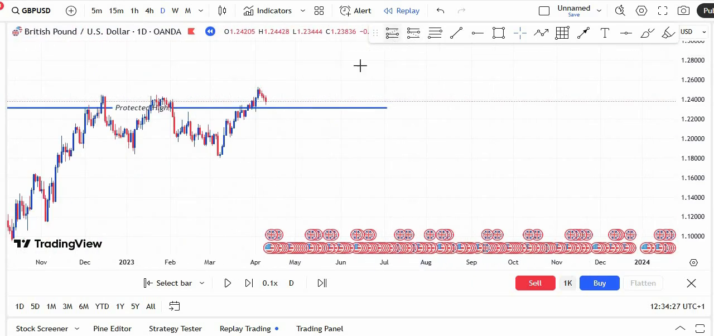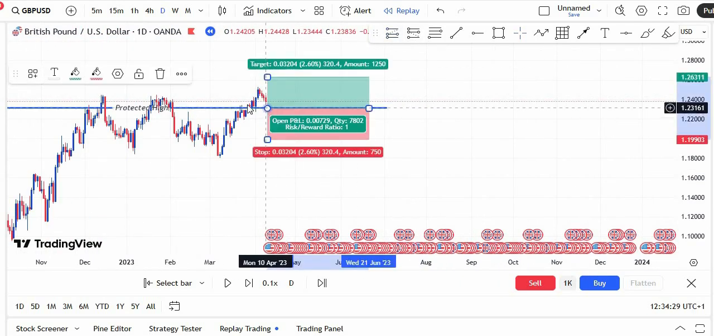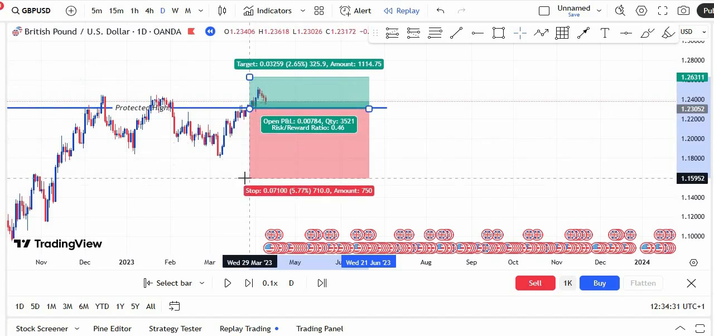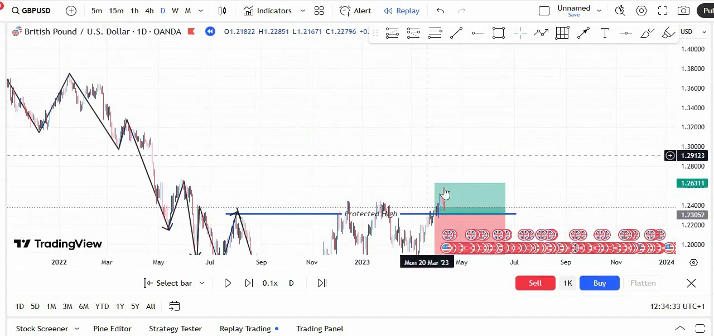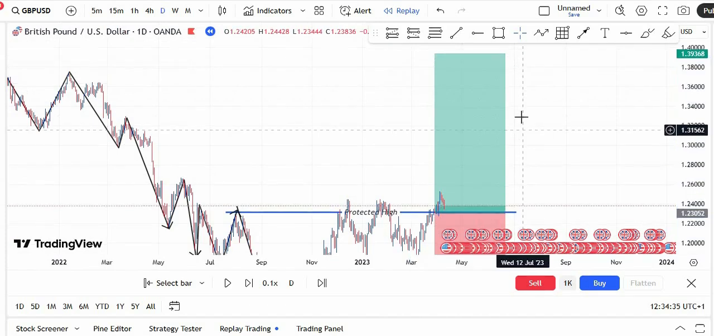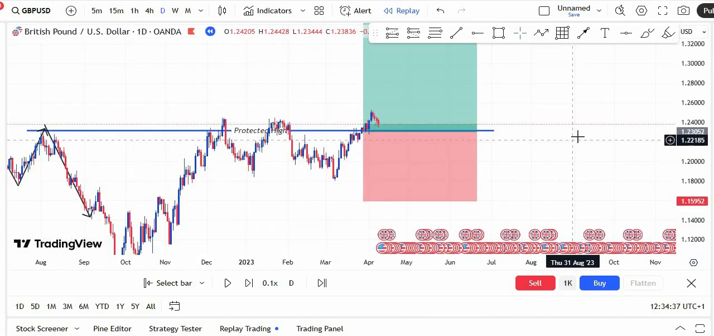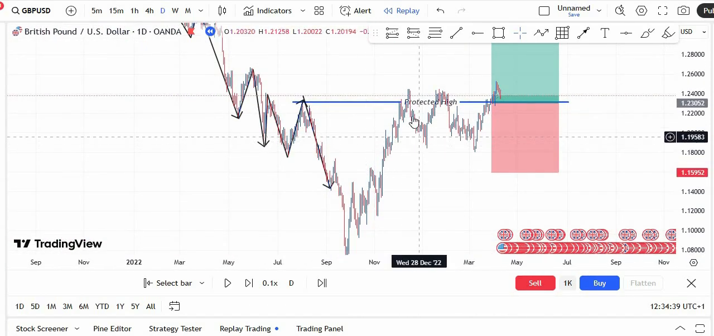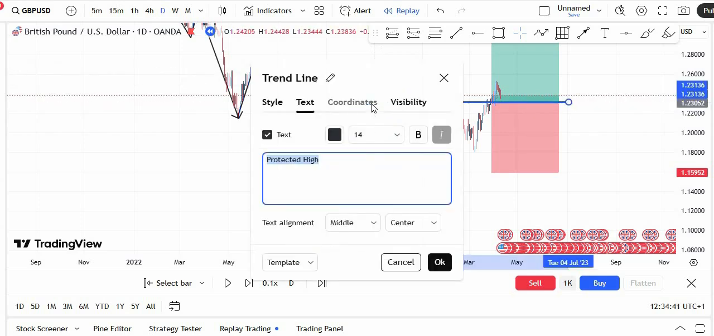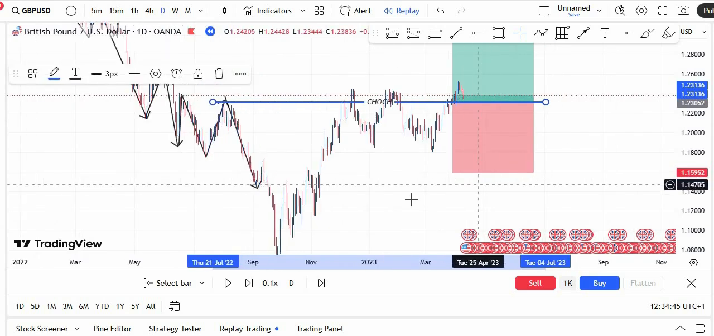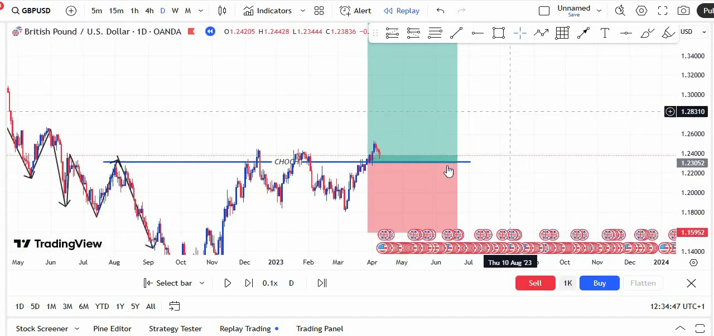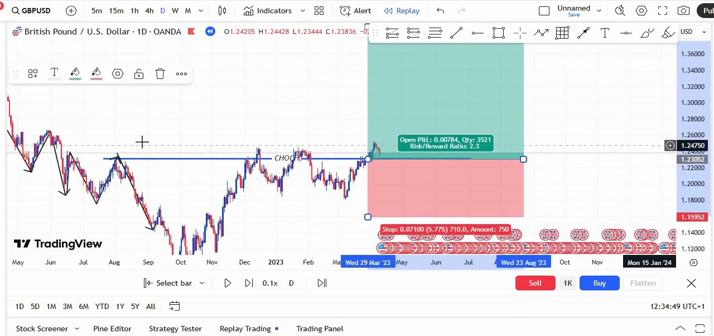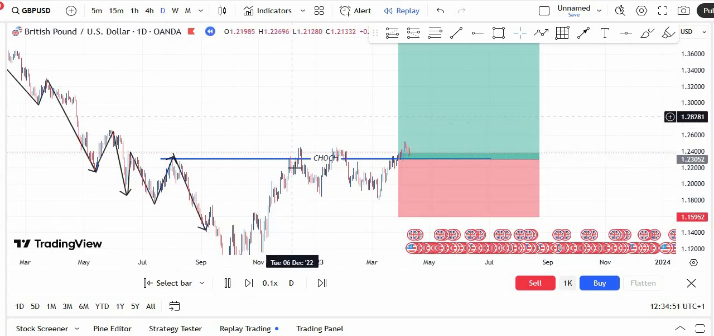Let's say you put the stop loss below this, and put the take profit above. Let's see what the market has to do now. So now we understand that the market is having a change of color. This protected high equivalent turns to what? It automatically changes to what? Change of color. Let's play the market.